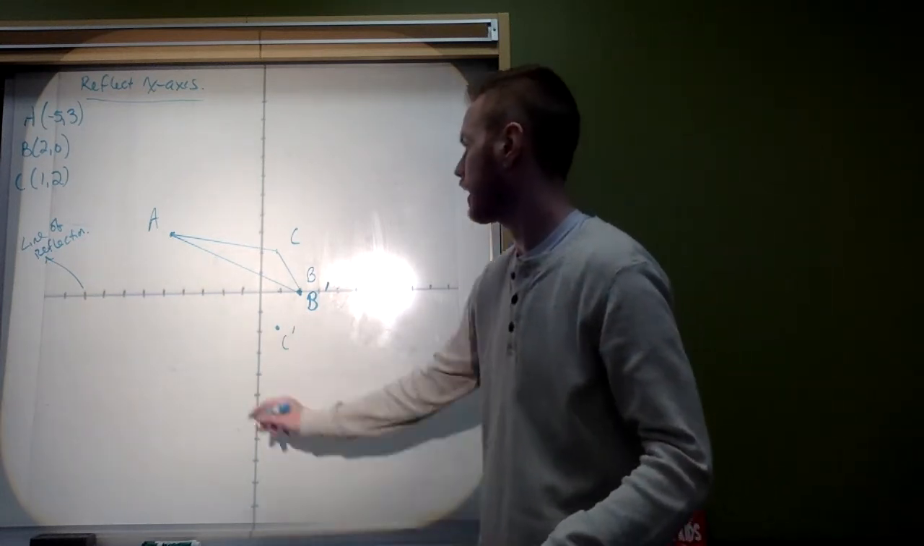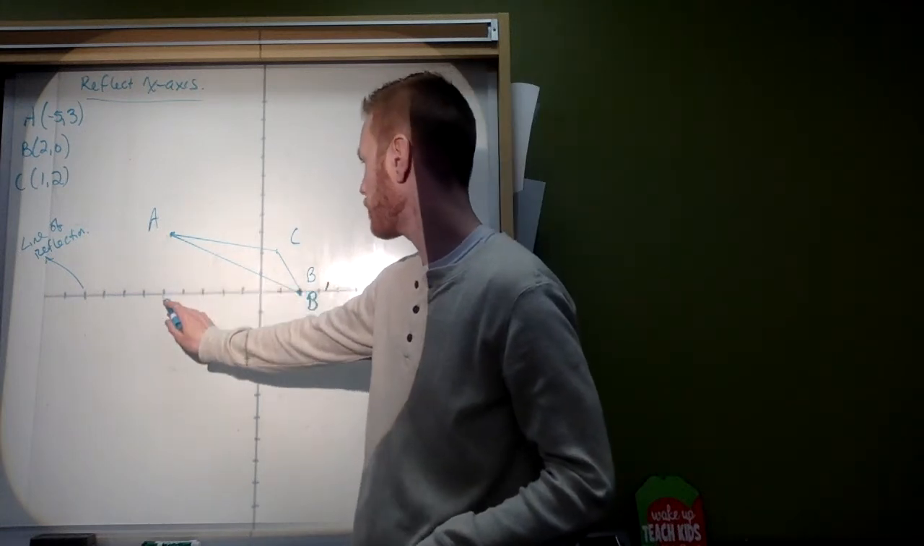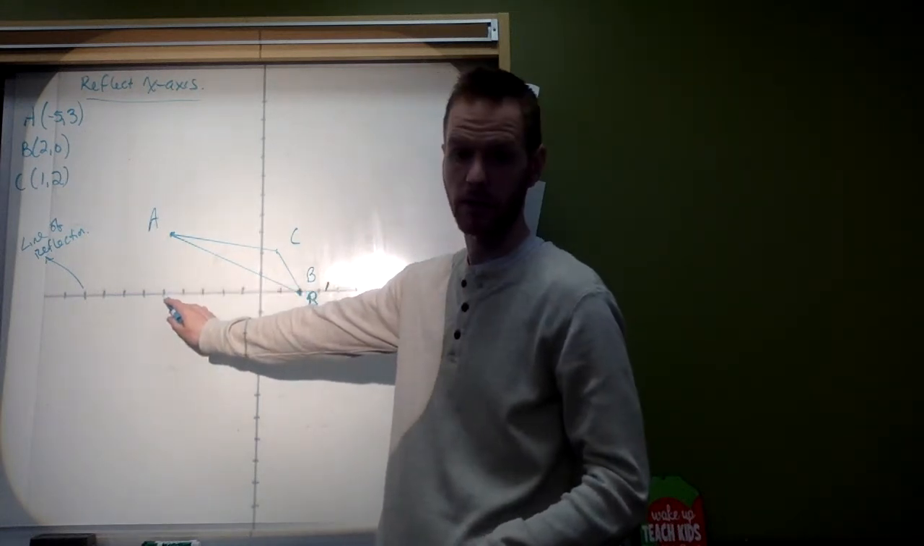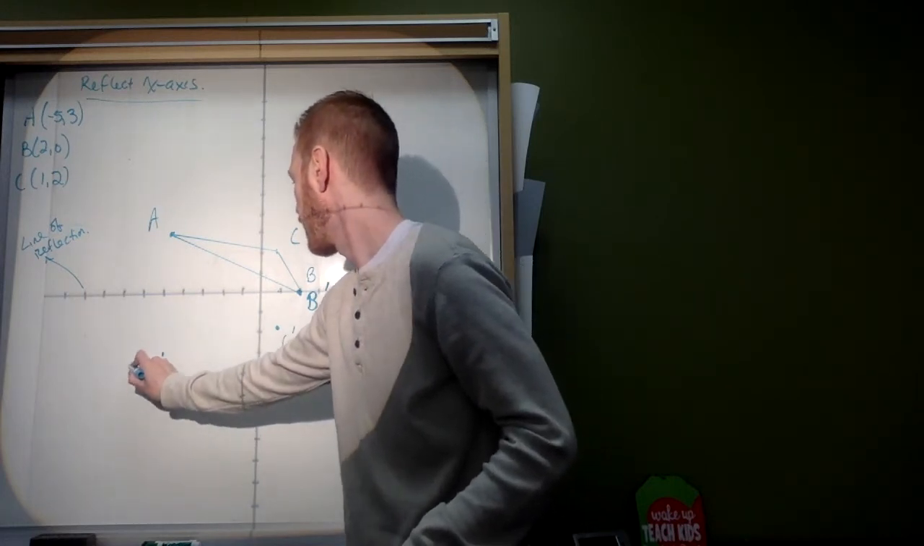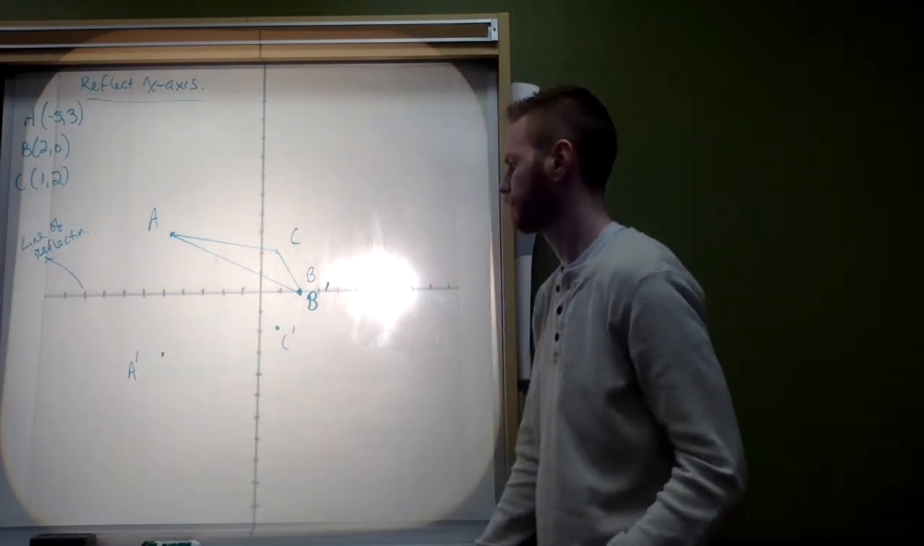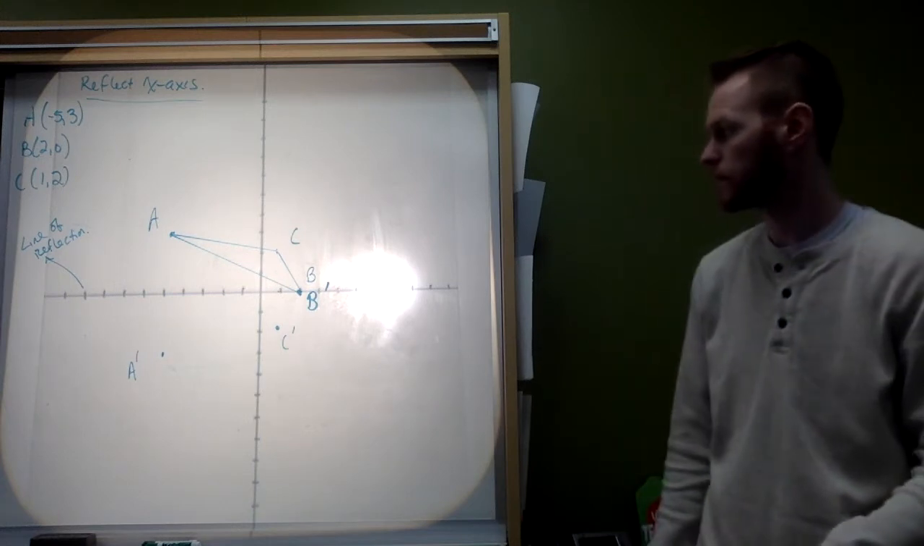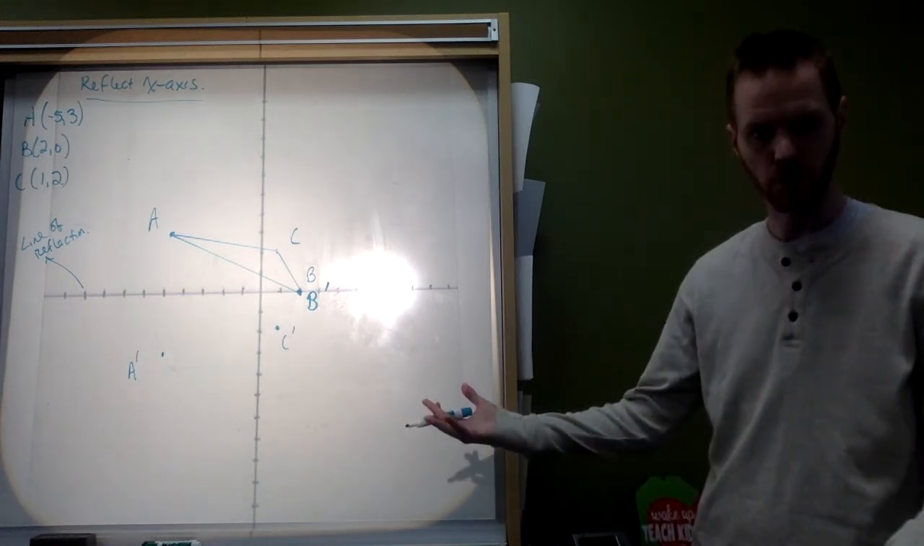And then finally, look at A. A is 3 spaces away to the line of reflection. Therefore, I'm going to mimic it and move 3 spaces down here. I'm going to put A prime next to it. So far, so good.